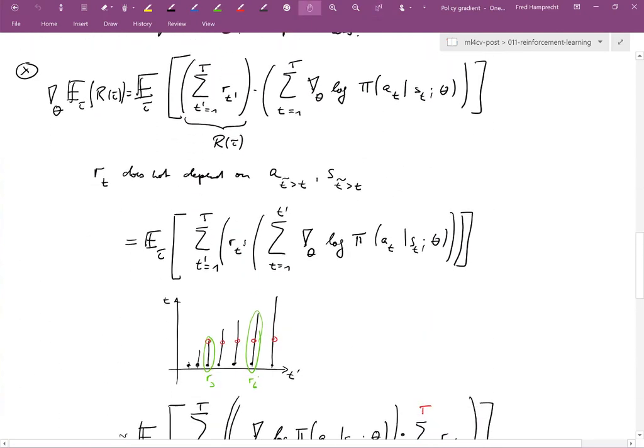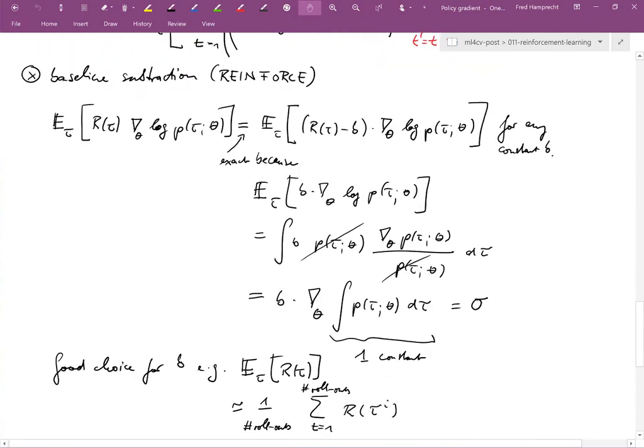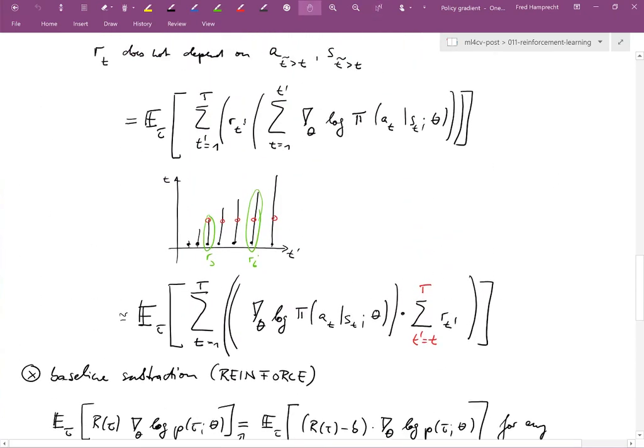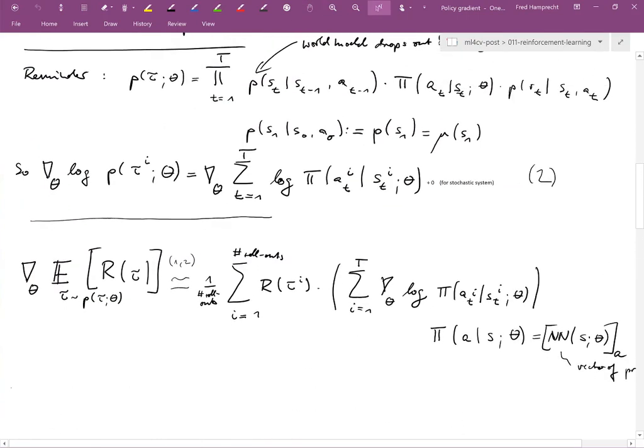Okay, any questions about REINFORCE? Any questions about policy gradient in general?